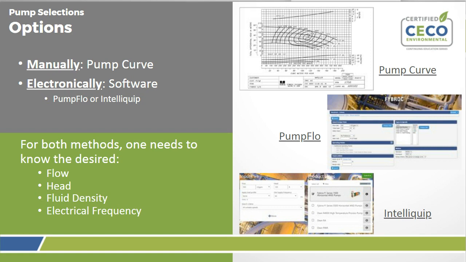So regardless of which method you're using, whether you're looking at the old pump curves or using the software, the two main things that you absolutely need are the flow and the head. You need to know what the flow required is and what the head is. The other factors that certainly come into play are the fluid density or the specific gravity of the fluid and the electrical frequency. The electrical frequency is really just dependent upon where you're located geographically. If you're in the States, everyone operates at 60 hertz. A lot of places in Europe use 50, and it just changes depending on where you are.